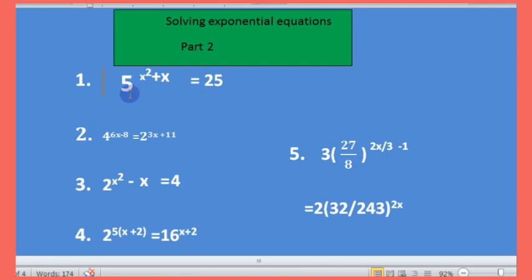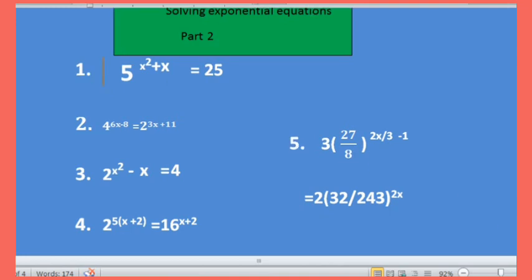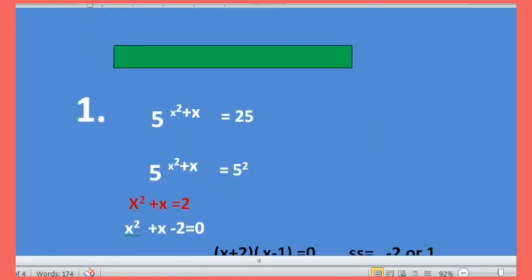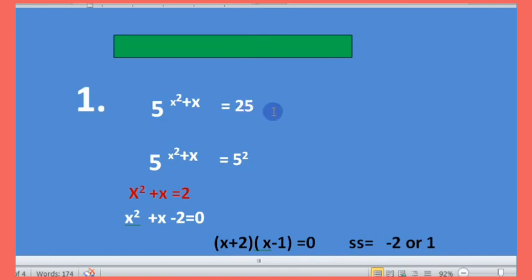So the first question is 5 to the power of x squared plus x is equal to 25. To solve this one, the right side of this equation is 25, so we have to factorize it in the form of 5 squared. So the left side and the right side have the same base. Now the exponents of both sides would be equal. That is, x squared plus x is equal to 2.